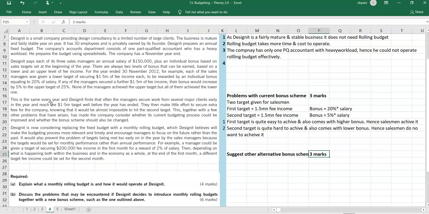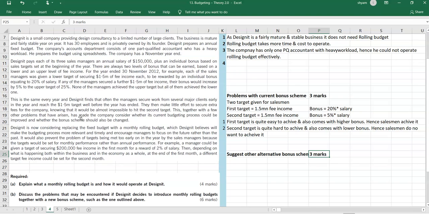This is the same every year, and Designit finds that often the managers secure work from several major clients early in the year and they reach the 1.5 million target well before the year end. See, that's what we also have found out. They then make little effort to secure the extra fees income for the company because it's like lower profit, lower bonus level, so they're not achieving it. That it would become impossible to hit the second target.